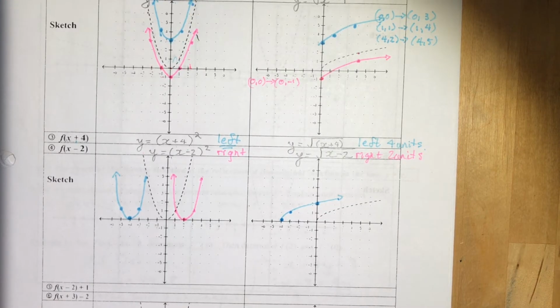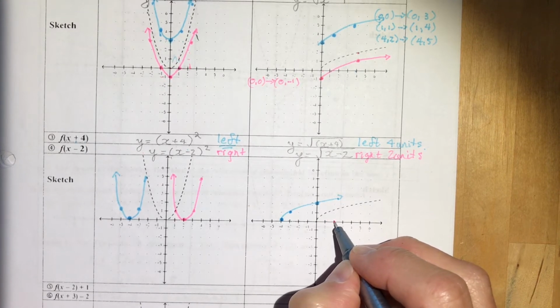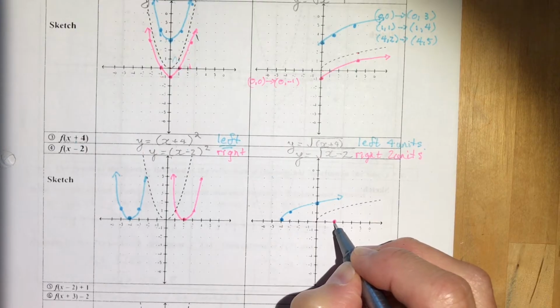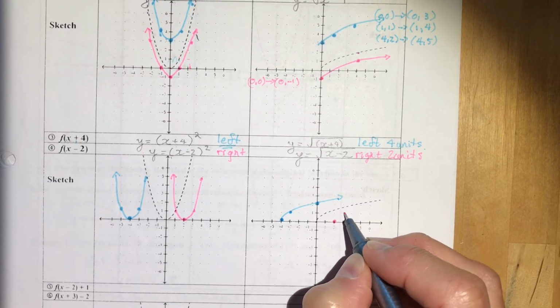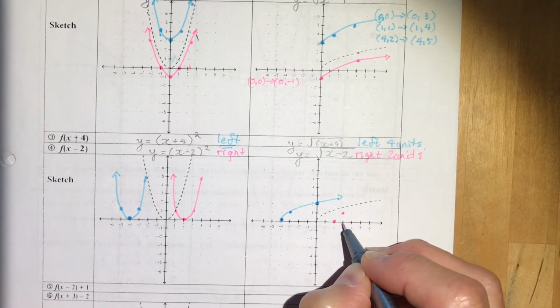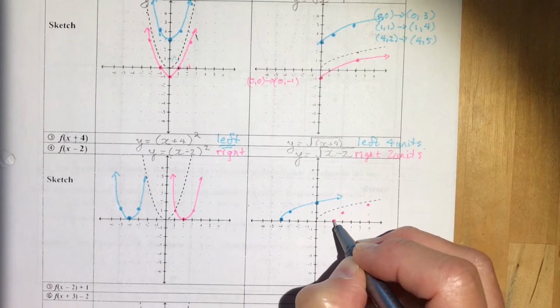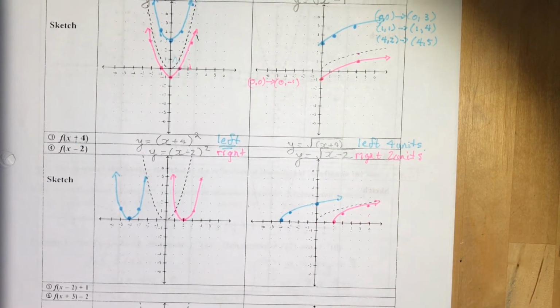And now I'm going to move the other one to the right 2 units. So I go 1, 2. And that's my 0, right? 0, 0 to 2, 0. And then I go 1 and up 1. And I go over 4, 1, 2, 3, 4, and up 2. And there's a nice sketch of my graph of y equals the square root of x minus 2.